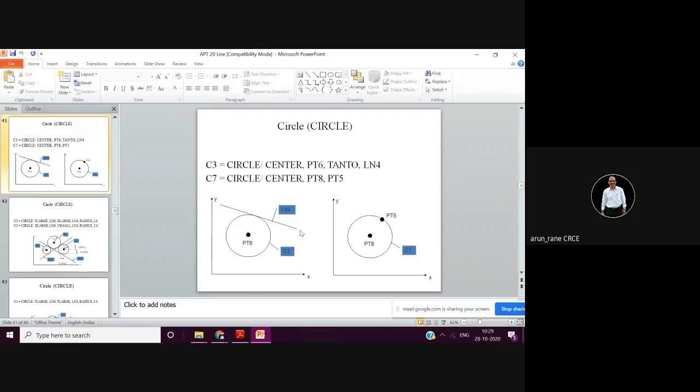Similarly, this now C7 is a circle passing through point 0.5 and having the center point 0.8. So there can be only one circle which will have the center as point 0.8 and pass through point 0.5. So both these circles are constrained. Then next, just have a look here. This is a bit complicated, but you will be able to understand it.